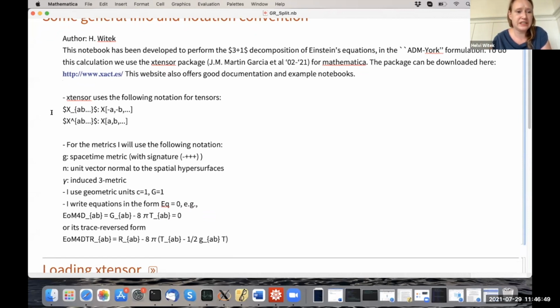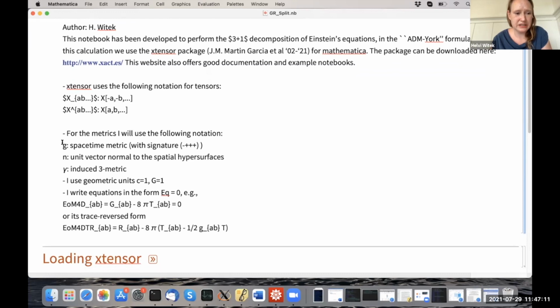And the notation in xTensor: if you have a tensor with lower indices, you denote them by a minus and then your index label, and so on. Tensors with upper indices are just labeled as the name of the tensor and then that index label. Here I am using G to denote the space-time metric with signature minus plus plus plus. N will be the unit normal vector. This is really using the notation that I introduced in my lecture on Monday in the beginning. Gamma will be the induced metric.